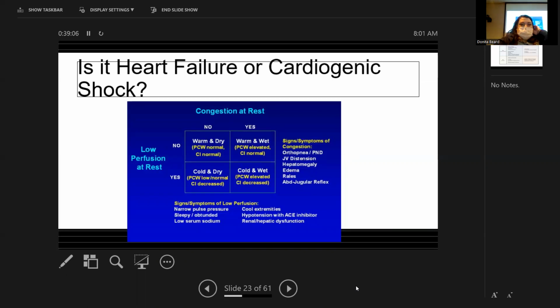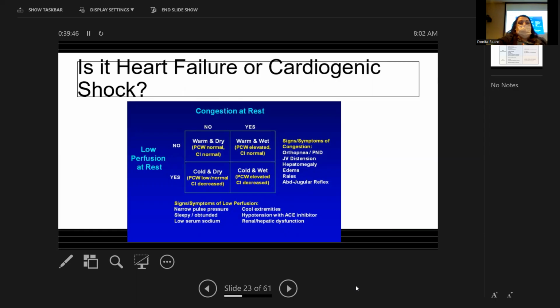This is a famous table that one of my old mentors came up with. She's very brilliant, but basically when you go evaluate an MI and heart failure patient, you want to ask yourself a couple of questions. Are they warm, or are they wet? So this is like a 2x2 table if you can follow. On the top is, are they congested at rest? Like, do they have markers of volume overload, pulmonary congestion on chest x-ray? If the answer is yes, then they are wet. If the answer is no, then they're dry.